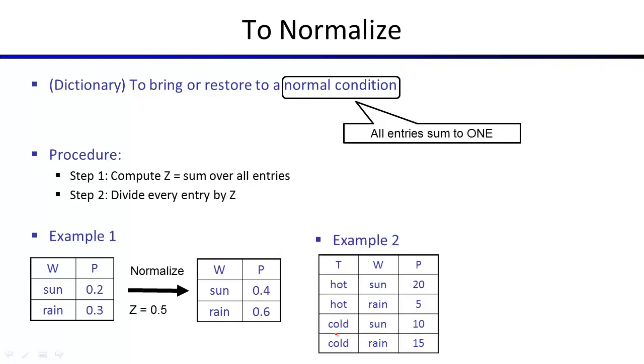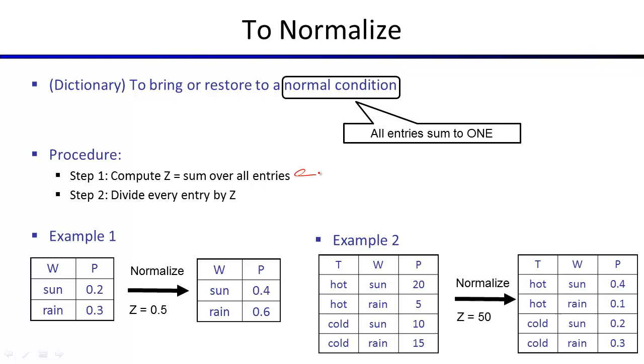How about this table here? Can we normalize this table? We can actually work through the same procedure. We can still compute the sum over all entries and then divide by that z that we computed and get a normalized table. This is the kind of normalization we'll be doing in the context of machine learning, where we learn probability tables from data.